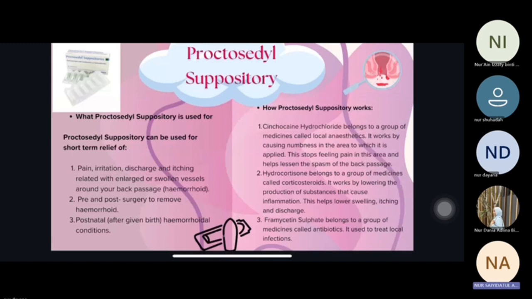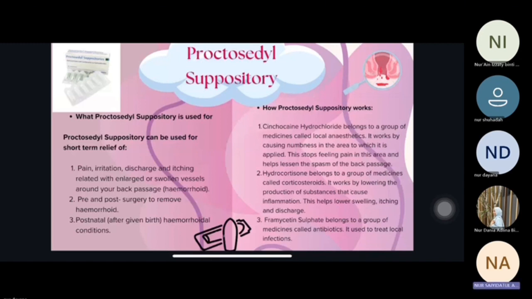Next, Proctosedyl suppository. What is Proctosedyl suppository used for? Proctosedyl suppository can be used for short-term relief of, first, pain, irritation, discharge, and itching related with a enlargement of swollen vessels around your back passage, or hemorrhoids. Second, pre and post-surgery to remove hemorrhoids. Third, postnatal, after giving birth, hemorrhoidal conditions.